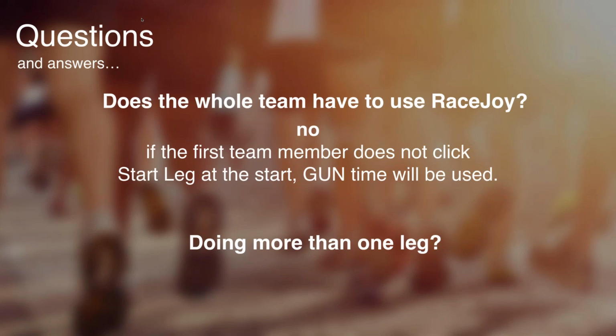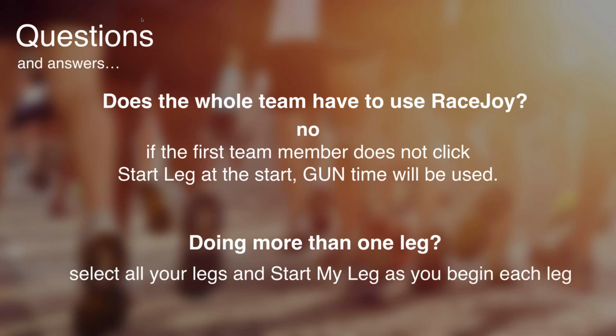So if you're doing more than one leg, select all the legs that you're doing, and then click the start my leg as you start each leg. So you can set it up in advance, like James was saying. You can adjust it. So if you're doing subsequent legs, for each leg that you're doing, you'll need to click that start my leg button.